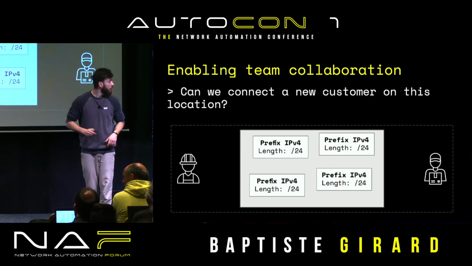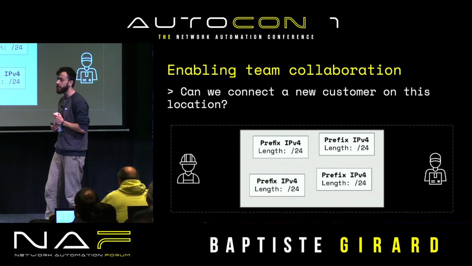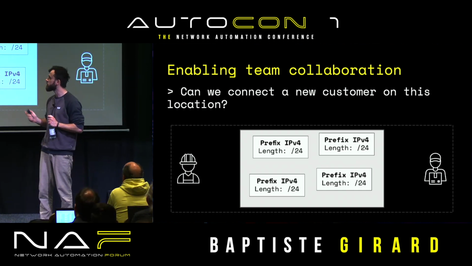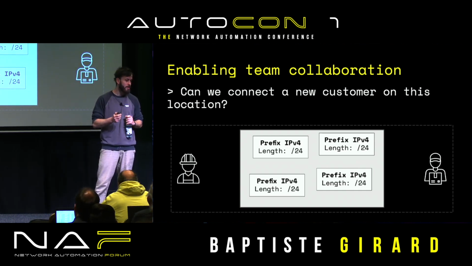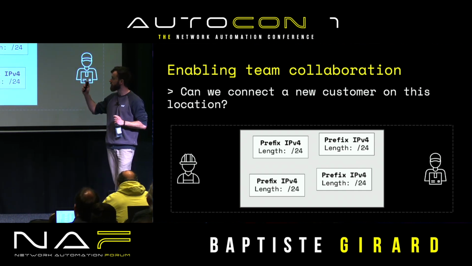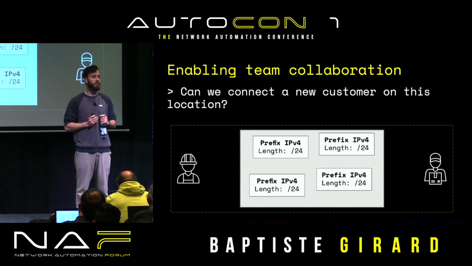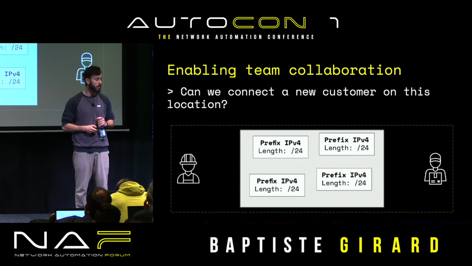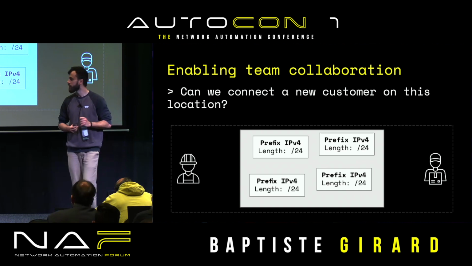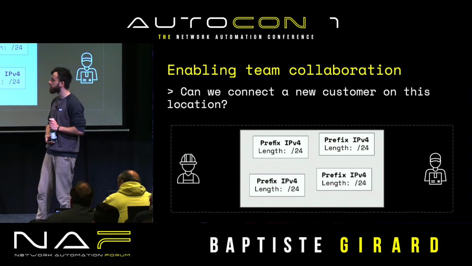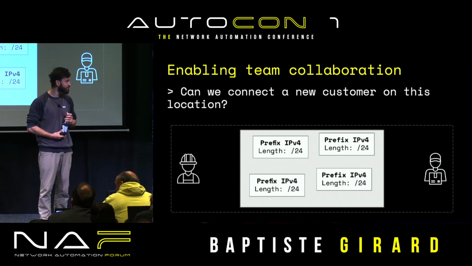All right. So this is pretty much where everything comes together. These two teams need to collaborate in order to answer this question, which might sound simple, but is really complex: can we connect a new customer at a given location? We can break this down into smaller questions. The first one is, do we have the IPv6? Yes, we have plenty of them, that's fine. The second one is, do we have the VLAN? This one is a bit complex. But do we have the IPv4? This one is even more complex.